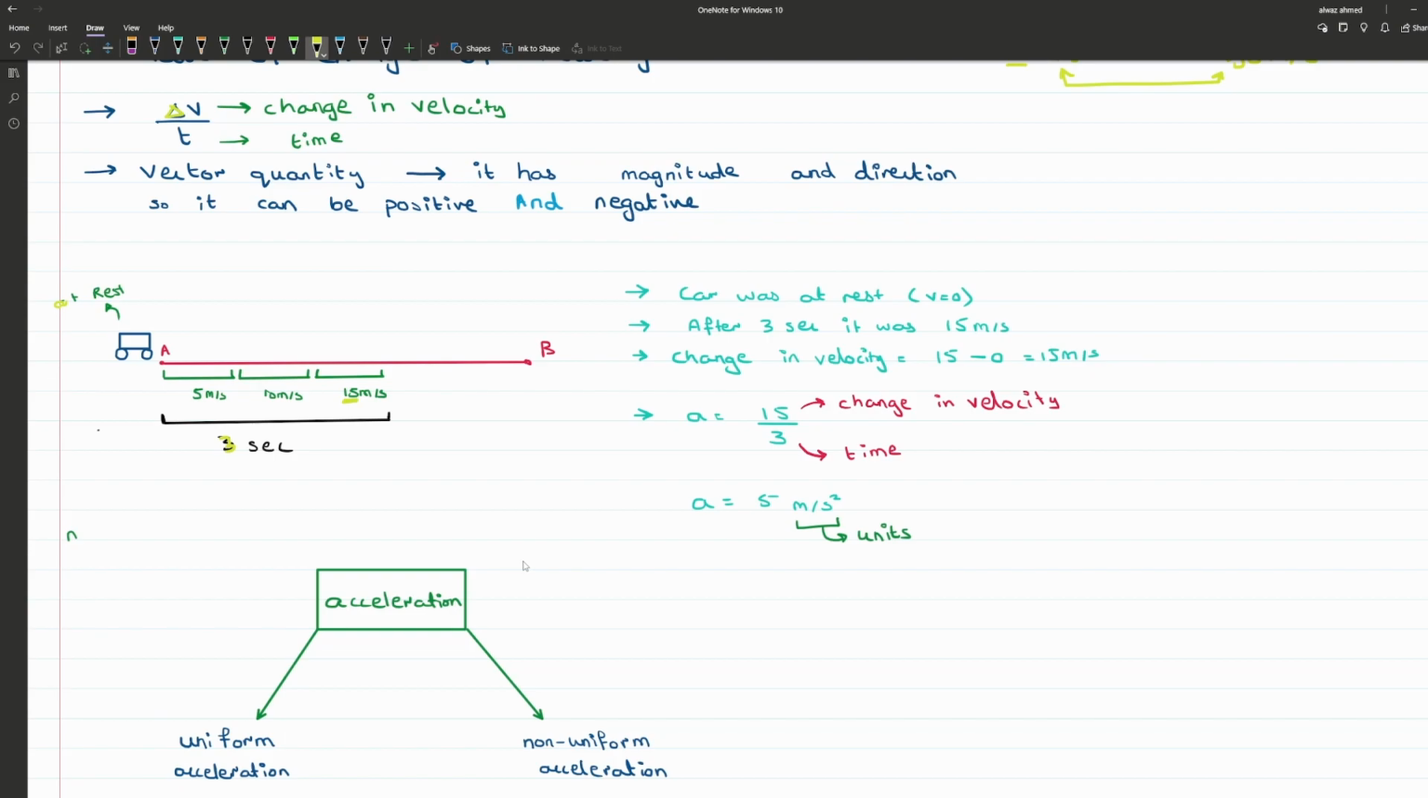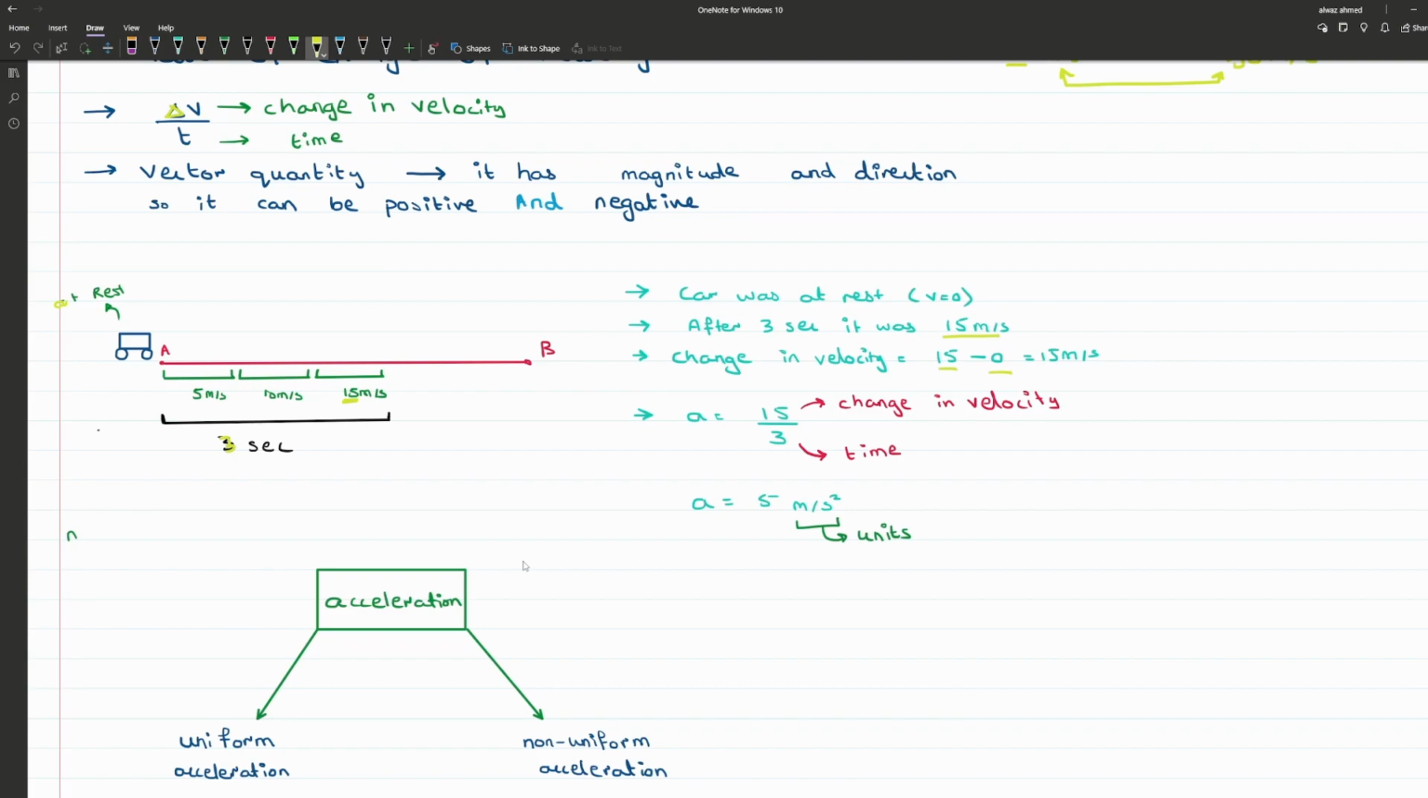So let's look at the steps. The car was at rest, which means that its velocity was 0. After 3 seconds, it was at 15 meters per second, which means that there was a difference in velocity of 15 meters per second. The change in velocity was 15 minus 0.